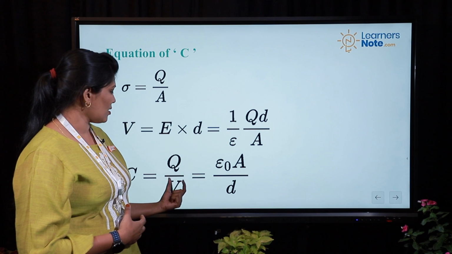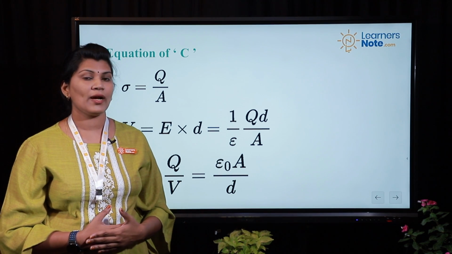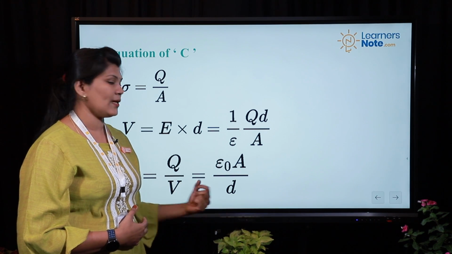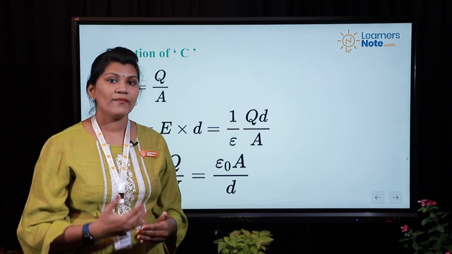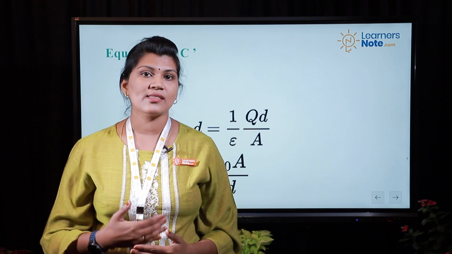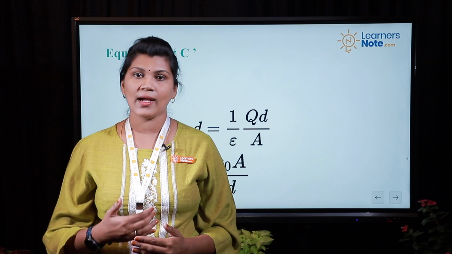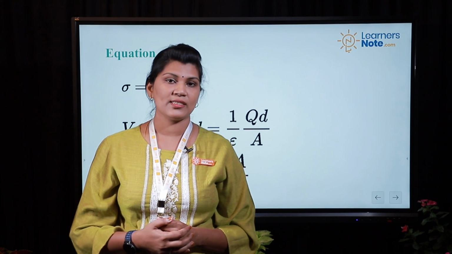Then substituting the value of V here, we will get the final representation of capacitance as epsilon 0 A by D. This is the final representation of a capacitor without dielectric. Next, we are going to discuss the effect of a dielectric on the capacitance of a capacitor. For that, we have to know what a dielectric is.